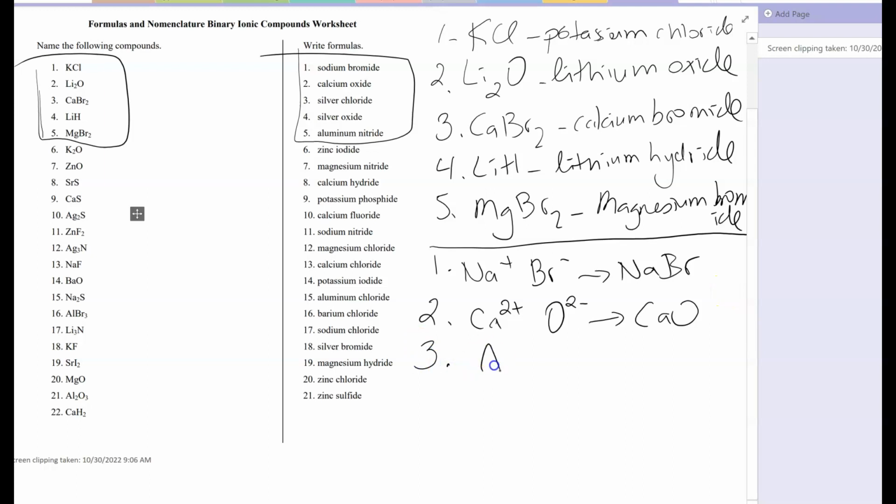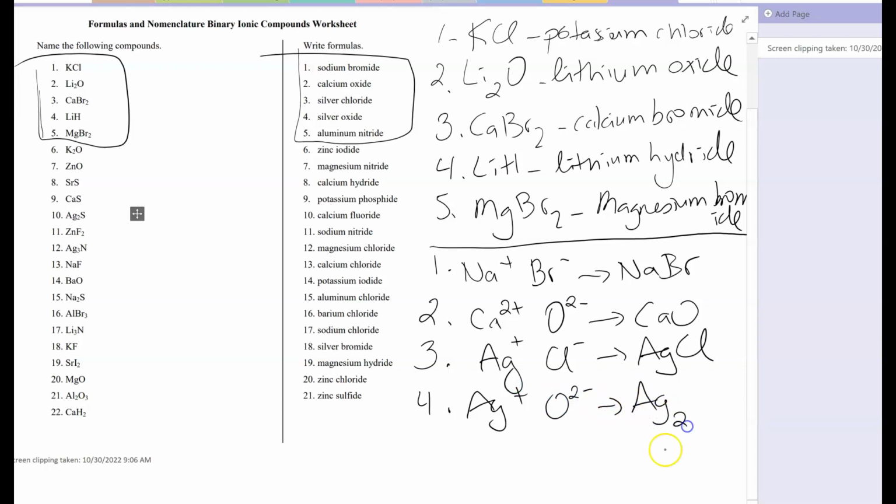3 is silver chloride. Silver is one of those that is always +1. It's the only transition metal that doesn't have a bunch of different charges. And chloride we already know, so it's going to become AgCl. Silver oxide, again, Ag is +1, oxygen is -2. Now, in this case, we need 2 silvers, right? So we put a subscript for each oxygen. Aluminum nitride, so we find aluminum from also group 13 or from that sheet of ions, and you're going to have nitrogen. And since it's a 1-to-1 ratio, it's just going to be AlN.